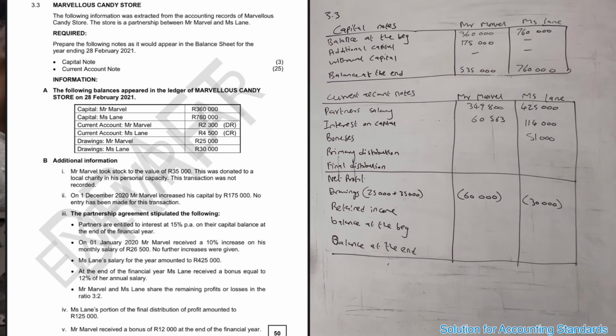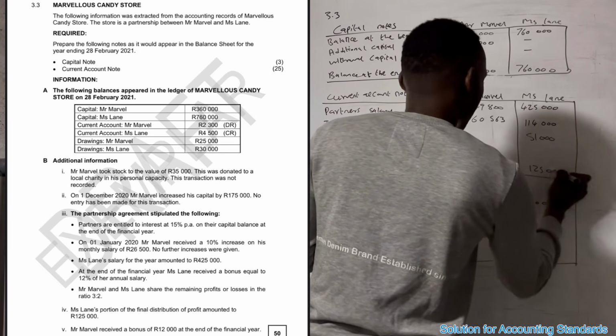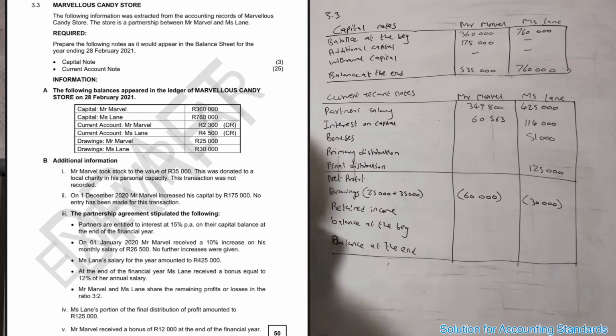Mr. Marvel and Mrs. Marvel share the remaining profit or loss in the ratio of 3:2. And Mrs. Lane's portion of the final distribution amounted to 125. Okay, final distribution for Mrs. Lane, it is already given. It's 125. Okay, they want us to calculate this one using the ratio.